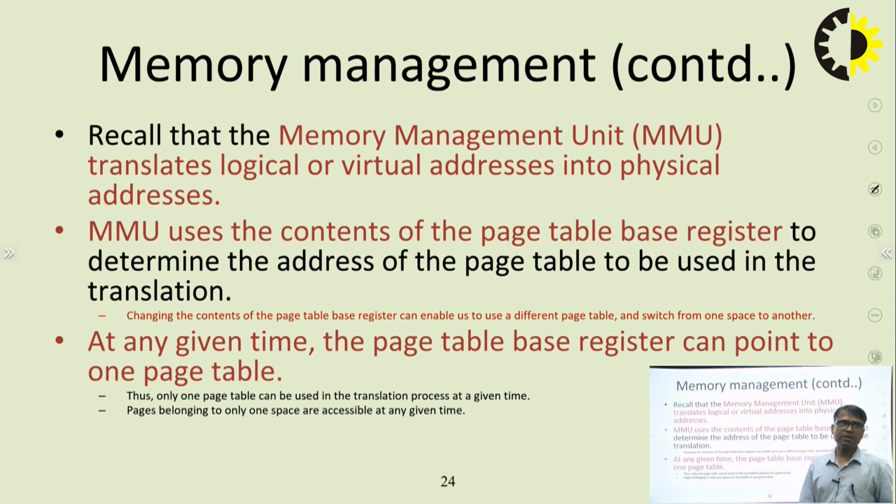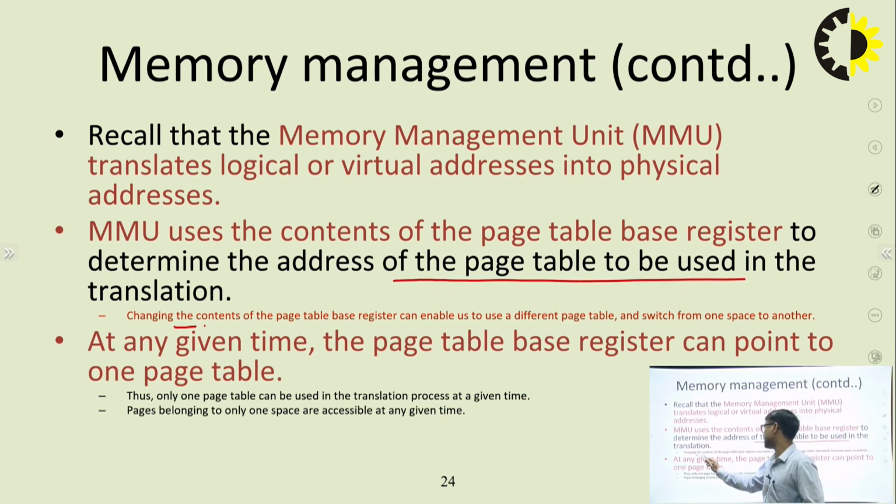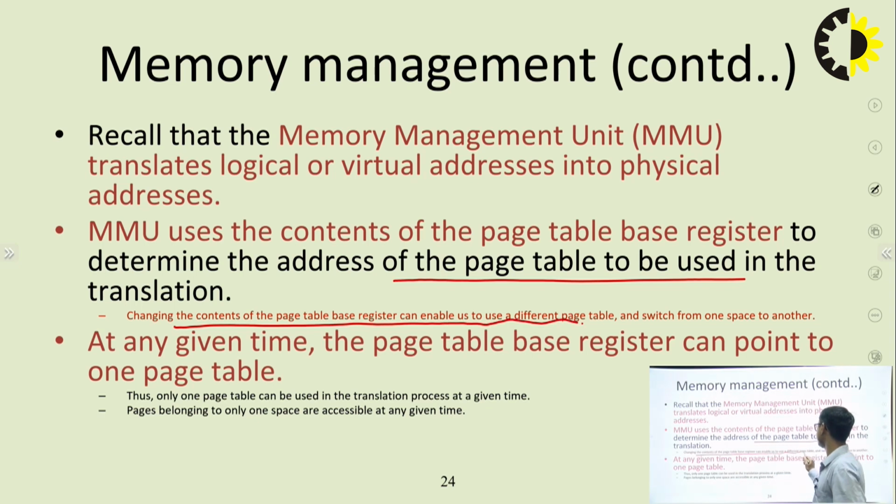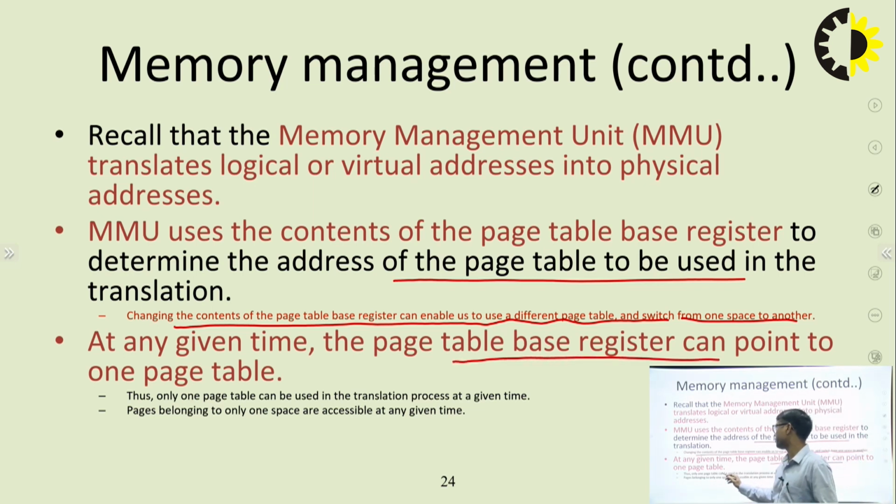Recall that the memory management unit translates a virtual address to a physical address. The MMU uses the contents of the page table base register to determine the address of the page table to be used for translation. Changing the content of the page table base register enables us to use a different page table and switch from one space to another. That is a very interesting thing: if we change the page table base register address, we can keep on changing the page table. At a given time, the page table base register points to one page table. Thus only one page table can be used for the translation process at a given time, and pages belonging to only one space are accessible at any given time.